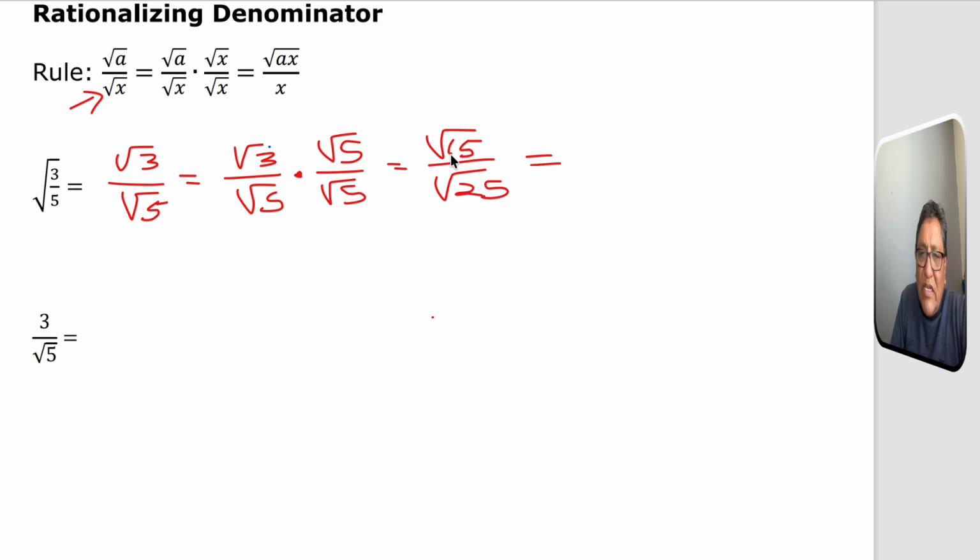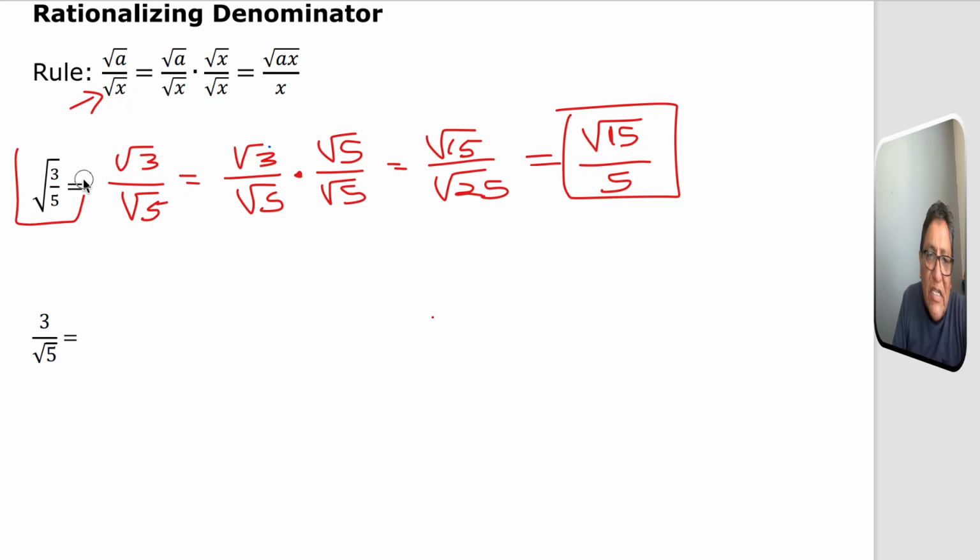So now the square root of 15 is irrational, we cannot simplify, because there is no perfect square number as a factor inside of 15, but the square root of 25 is 5. So this will be the simplest form of this radical. Okay, let's do the same thing.